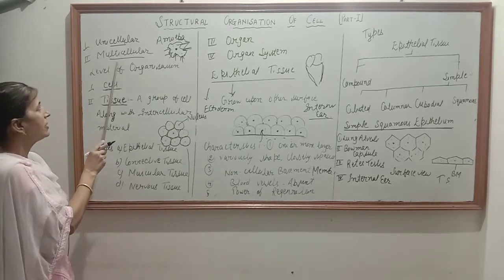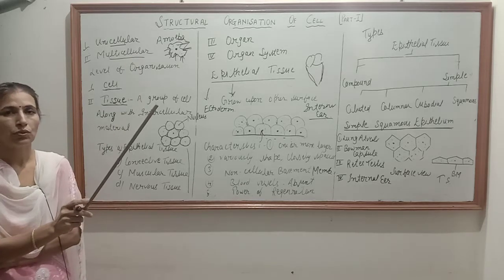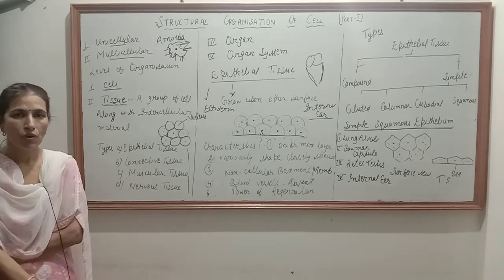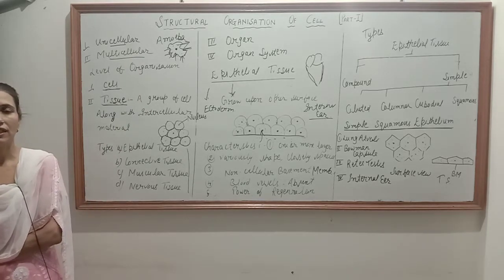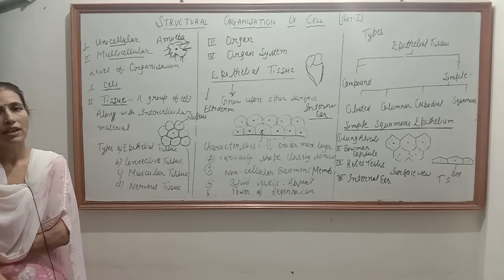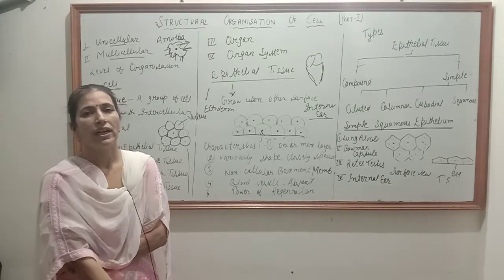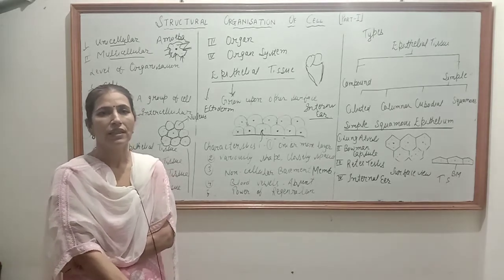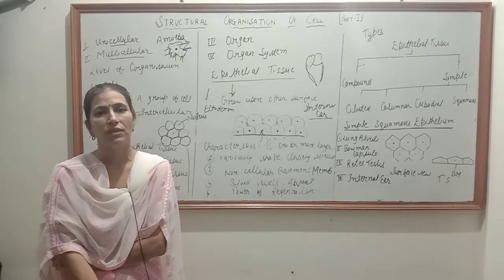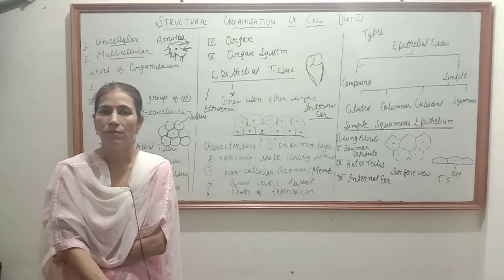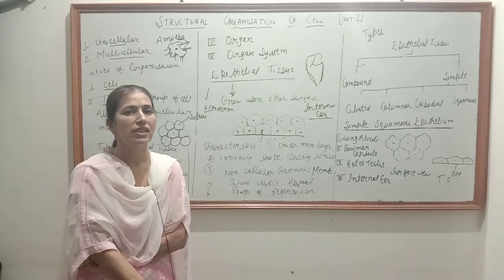Whereas multicellular animals are those which are made up of more than one cell, and in them all the functions are performed by different cells. For example, if you talk of the hydra, in the hydra thousands of various types of cells are present. In human beings, billions of cells are present.